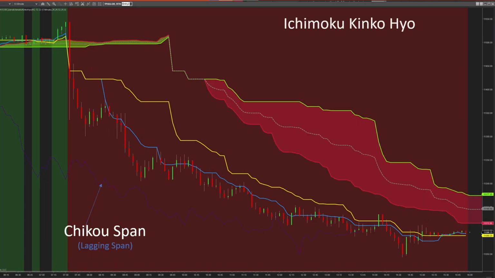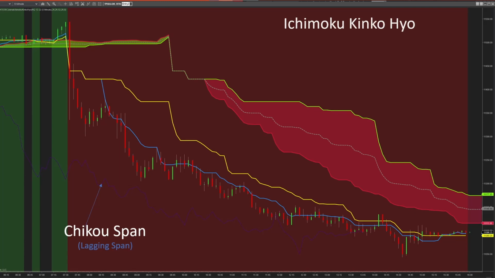For the Chikou span, a buy signal is generated when the Chikou span crosses the price from below, while a sell signal is produced when the Chikou span crosses the price from above. Chikou span crosses with Kijun-san and Tenkan-san can also provide confirmation signals for buy and sell orders.